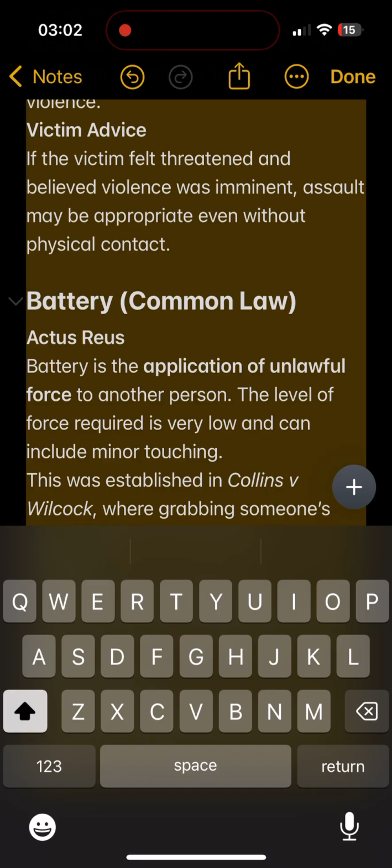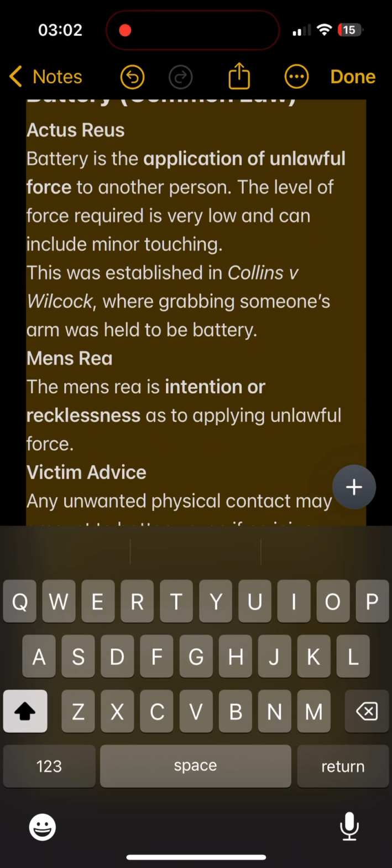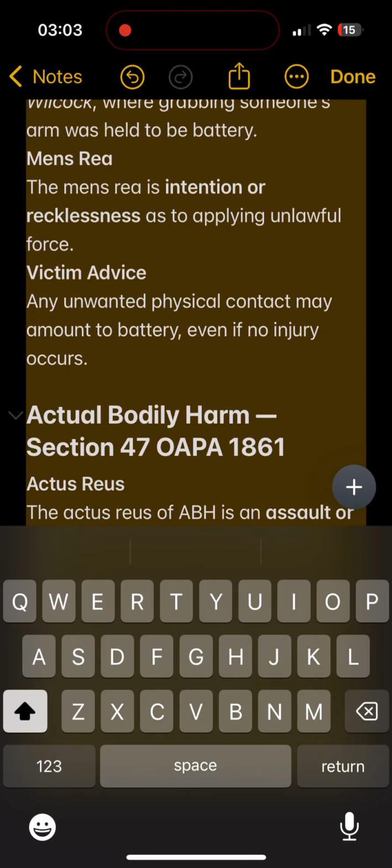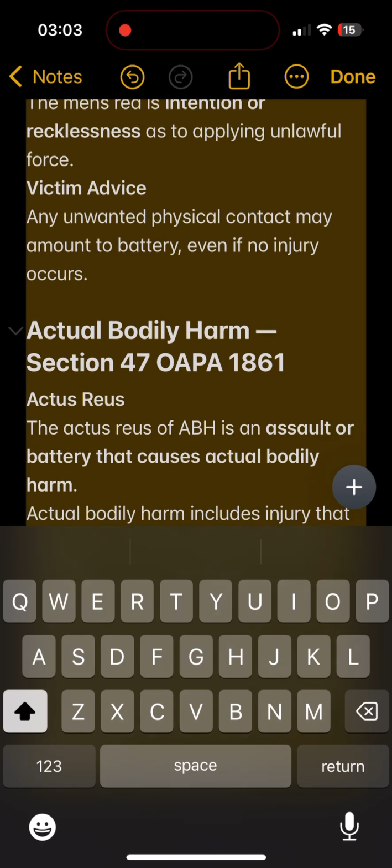Battery. Common law. Actus reus. Battery is the application of unlawful force to another person. The level of force required is very low and can include minor touching. This was established in Collins v Wilcock, where grabbing someone's arm was held to be battery. Mens rea. The mens rea is intentional recklessness as to applying unlawful force. Victim. Unwanted physical contact may amount to battery, even if no injury occurs.